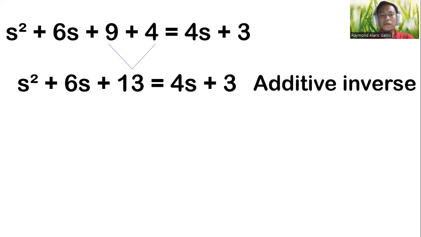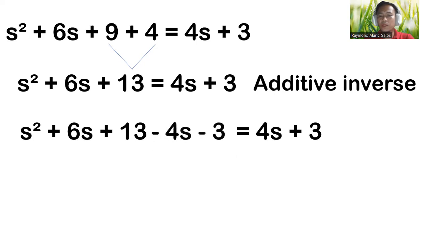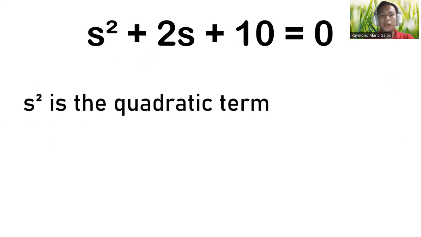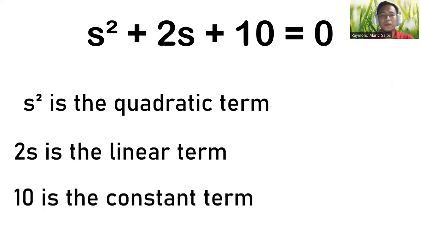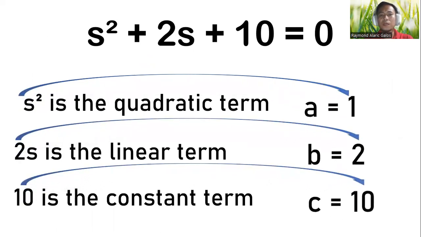Let's apply additive inverse of 4s plus 3, which is s squared plus 6s plus 13 minus 4s minus 3, and so as on the other side, minus 4s minus 3. The purpose of this is to equate the right side of the equation to 0. So therefore, we have s squared plus 2s plus 10 is equal to 0, where s squared is the quadratic term, 2s is the linear term, 10 is the constant term, where a is equal to 1, b is equal to 2, and c is equal to 10.